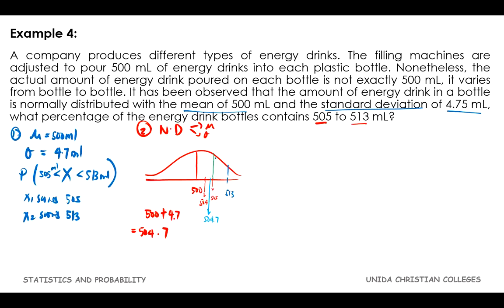So, ibig sabihin na kinukuha natin na area ay ito. Kakasunod, ito yung kinukuha nating area. Mataas kay 505, mas mababa kay 513. Ayun yung range ng energy drink sa bottles. Okay, so ito yung area na hinahanap natin. Okay? Next, third step.